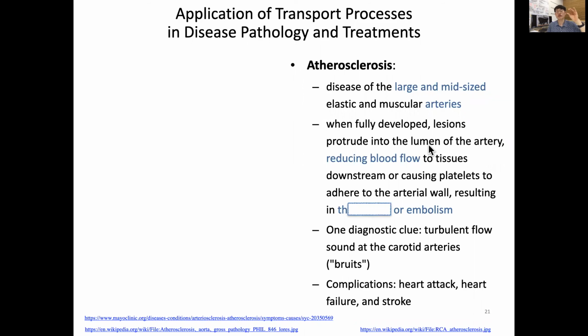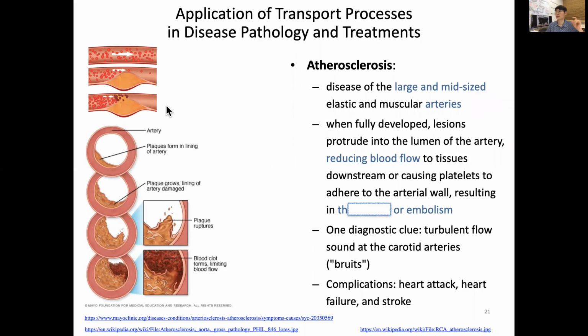Of course, that will reduce the blood flow because of the increase of resistance, as we understand from the relationship of pi flow. The resistance is related to 1 over the radius to the fourth. And here it is described: there's a flow and there's a lesion, a so-called atherosclerotic plaque, and that will narrow down this blood vessel, especially the artery.